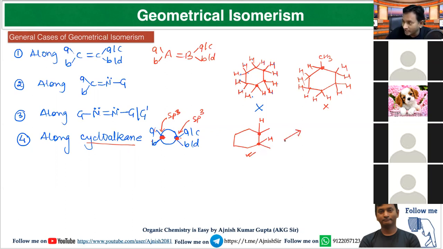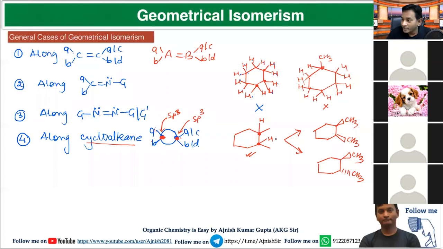It means that it has 2 possibilities. One possibility is both alkyl groups are on the same side. Second possibility is one alkyl group is above the plane and the second alkyl group is below the plane. Is it clear?